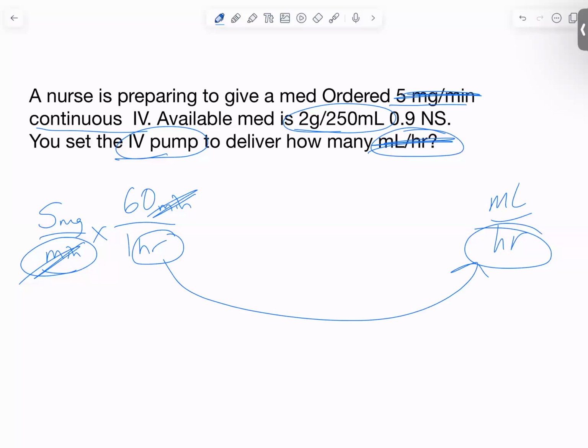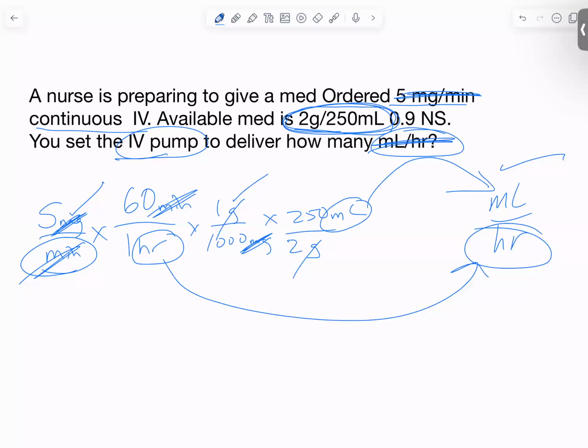All right. Then how do I get milligrams to milliliters? Well, what's left in my problem that I haven't used? It's only this 2 grams and 250. So I have milligrams and it comes in grams. So I got to know my conversion. So what is it? 1 gram is 1,000 milligrams. That gets rid of my milligrams. Now, how do I get rid of my grams? I go to my problem. 2 grams in 250 milliliters. Gets rid of my grams, and I have milliliters in the numerator position right when I need it. So I'm good. That's where I'm supposed to be.